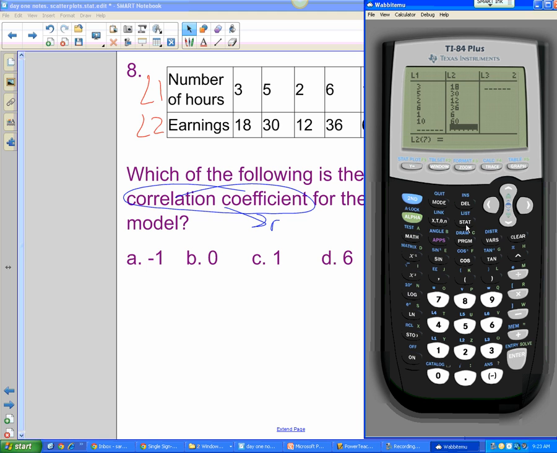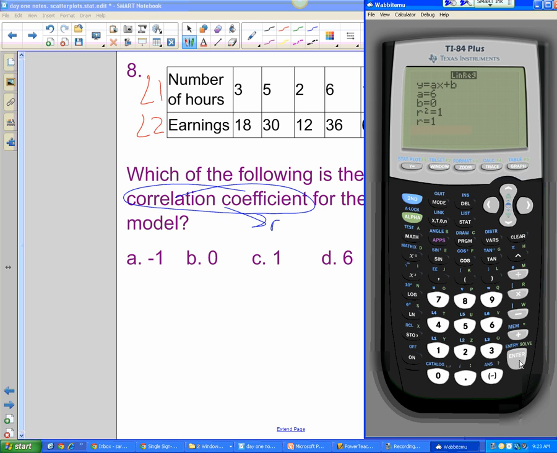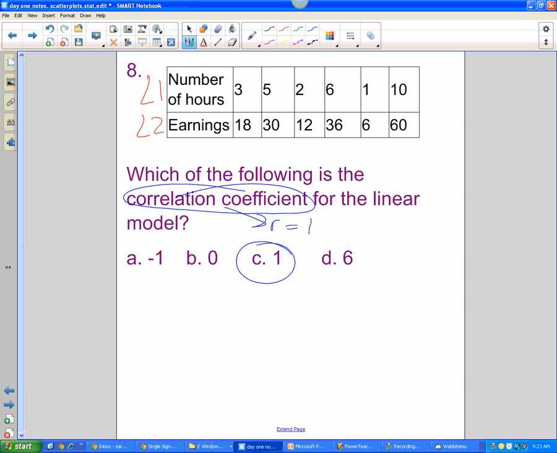Okay, press stat again. Go over to calc, down to number 4. And the R value is what? 1. So that is C. The R value is 1, which is C.